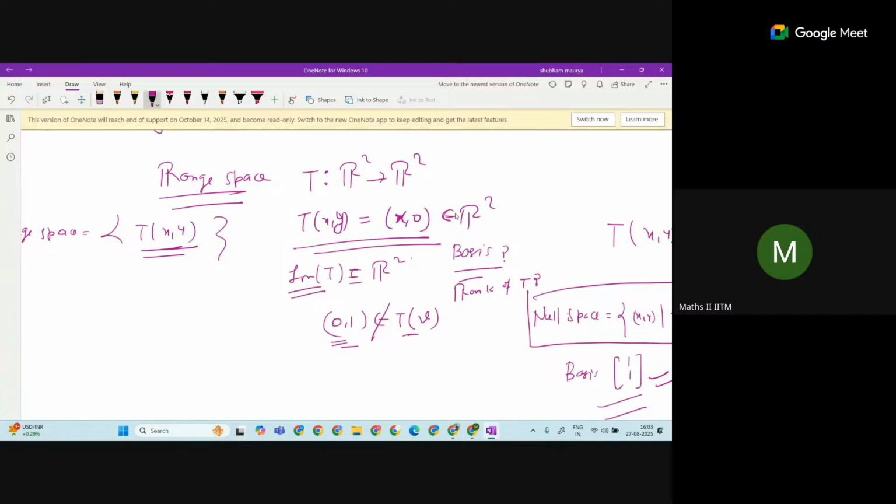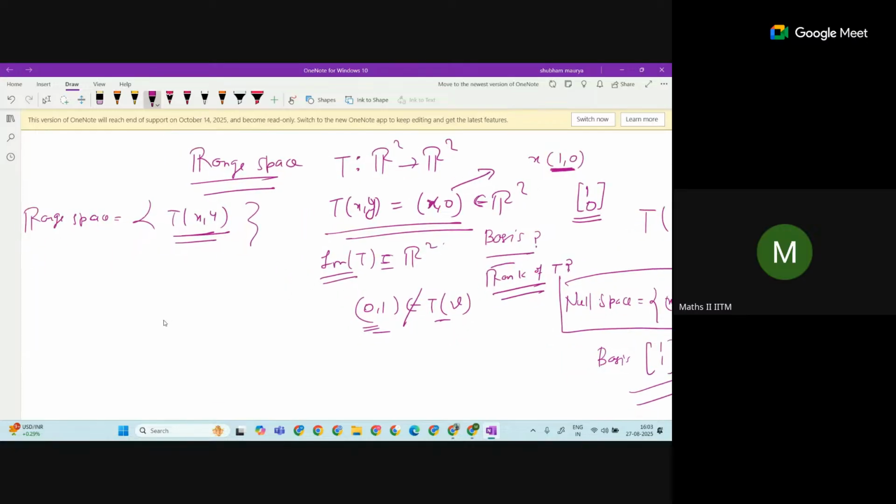Yes. So here the basis is simply (1, 0), because any image can be written as a multiple of (1, 0). So this is behaving like your basis element. So you can say your basis is (1, 0), and only one element in the basis, so you can say the rank of T is 1. This is one method to find it.